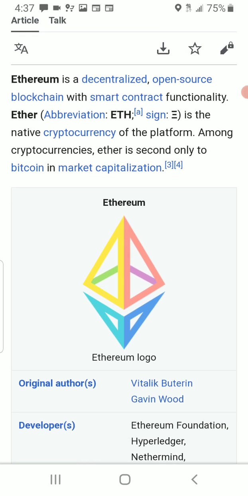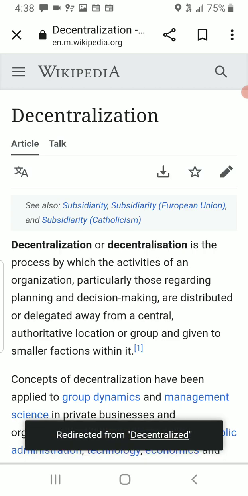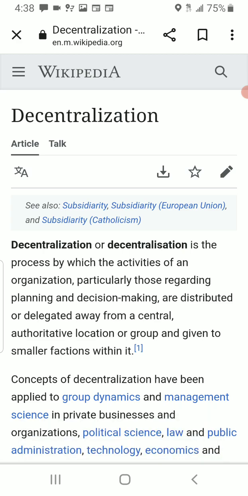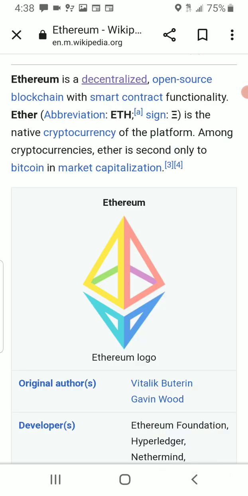Ethereum is a decentralized, open source blockchain with smart contract functionality. So let's click on this and see the definition of decentralized real quick. Decentralization is the process by which the activities of an organization, particularly those regarding planning and decision making, are distributed or delegated away from a central authoritative location or group and given to smaller fractions within it. So it's basically saying, like I told y'all earlier, it means everybody gets a piece of the pie when it's decentralized.